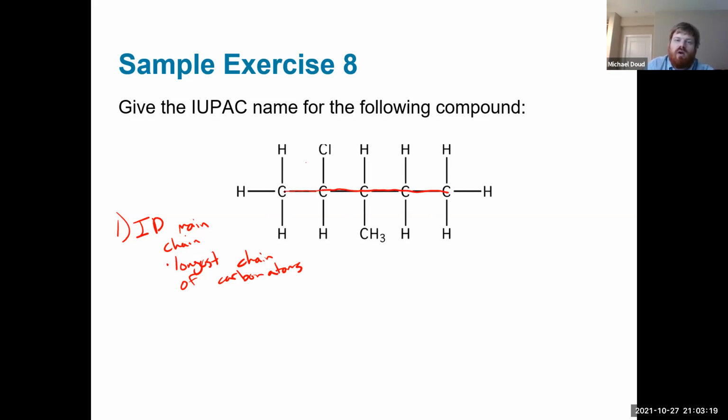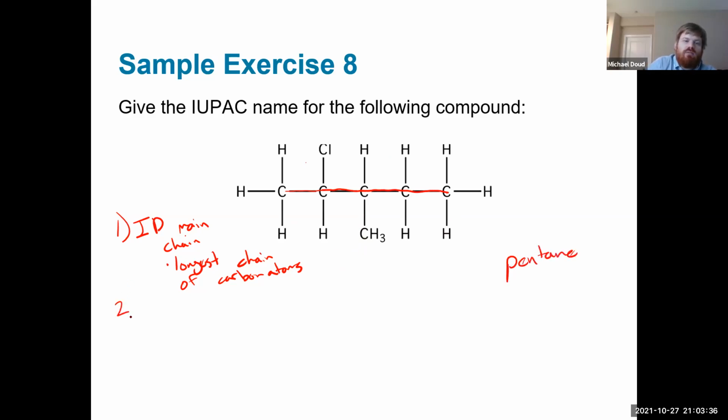Now we could also imagine going carbon 1, carbon 2, carbon 3, carbon 4, but then it would end at 4 carbons. So 5 carbons is longer than 4 carbons, so 5 carbons wins out. So we know that the first part of this name is pentane.